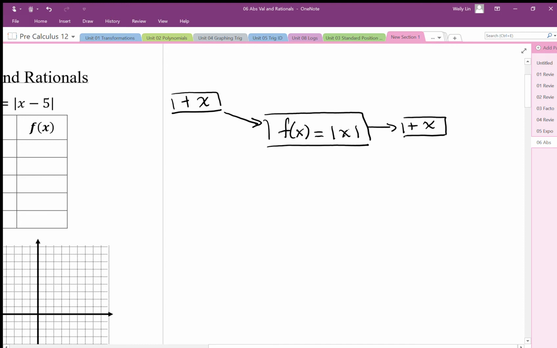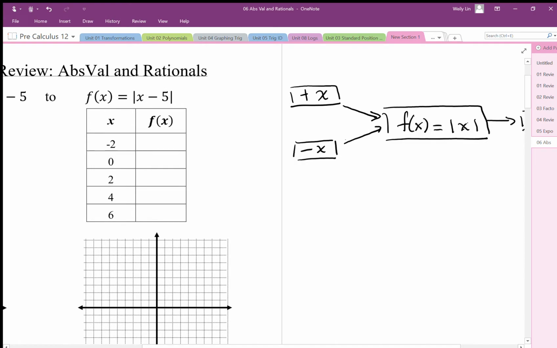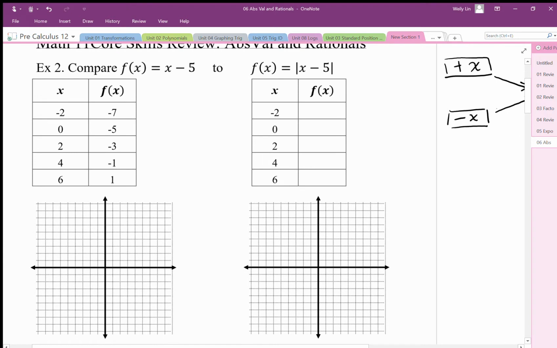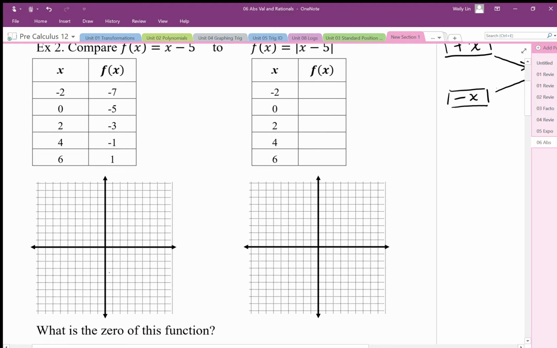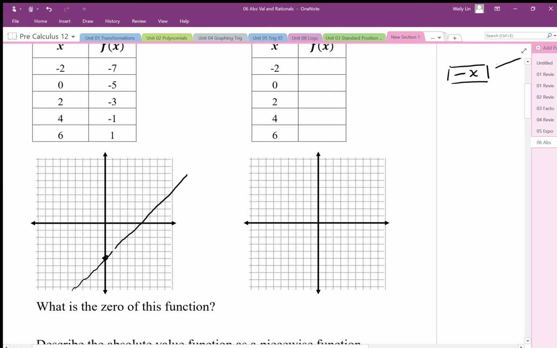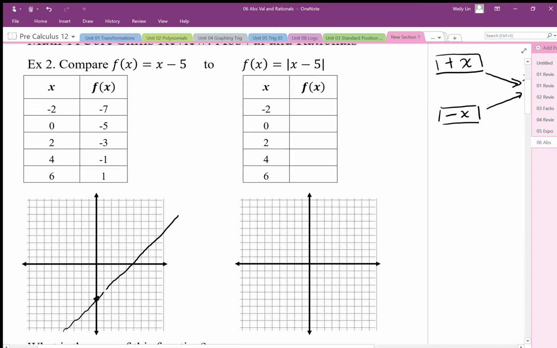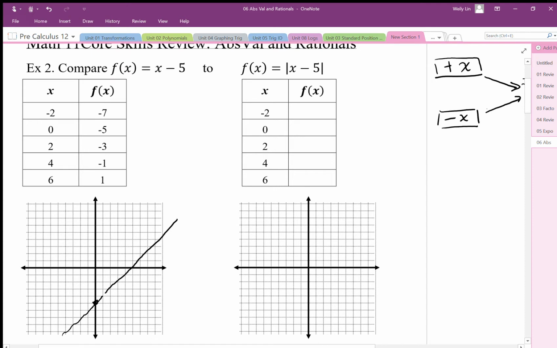However, we could also input a negative x into this function, and that output can also be positive. So what does that do to the function? Okay, so first of all, let's draw the original function, x minus 5. So we have a y-intercept at negative 5 and a slope of 1. So we end up with a graph that looks like this. Okay, and these are our x and y coordinates of that graph. Okay, so we just plug in an x and we get our y values.